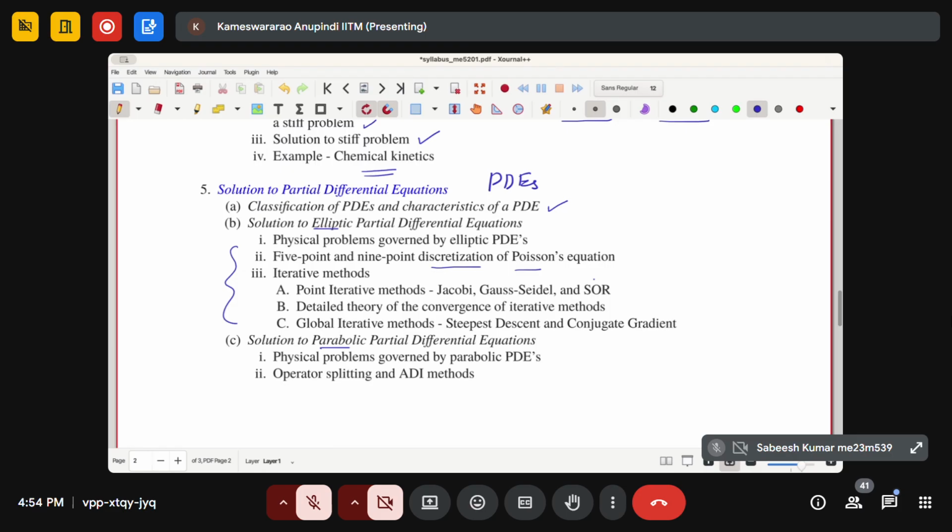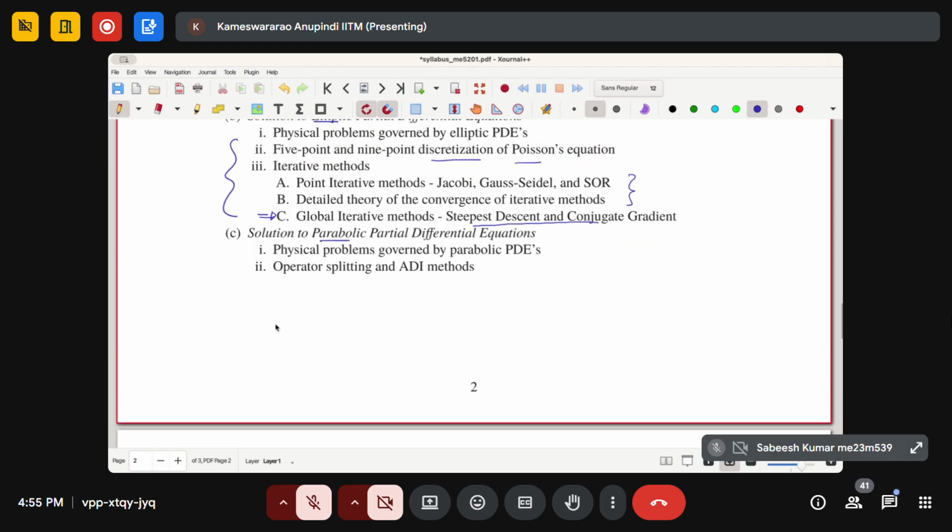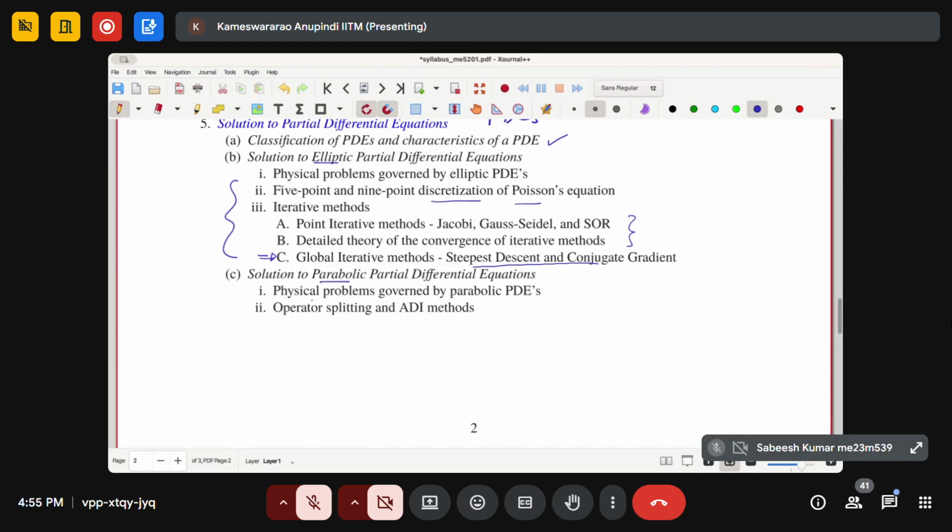Then depending on the time, we're going to look at also these two, steepest descent and conjugate gradient methods, which are known as the global iterative methods. Then we'll move on to solution to parabolic partial differential equations, where we will look at what kind of physical problems are governed by parabolic PDEs. And then we will look at a particular method that is known as operator splitting and alternate direction implicit methods.